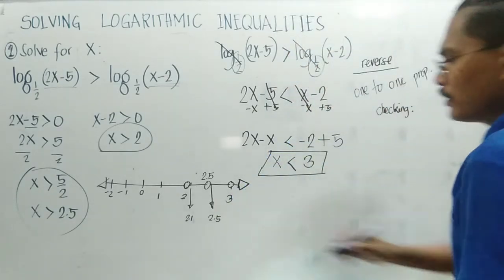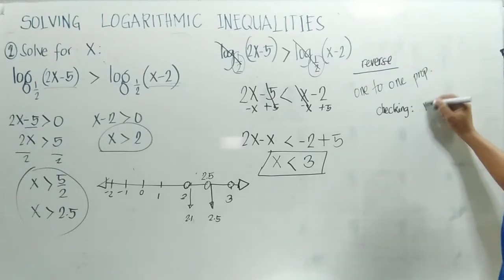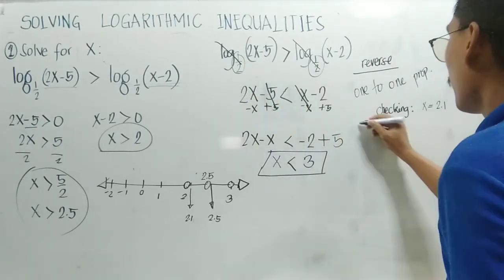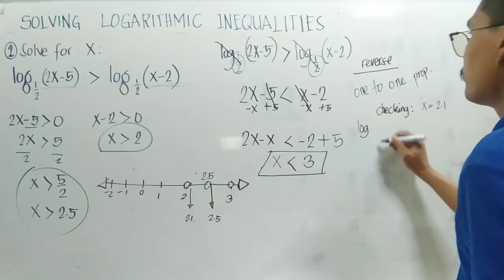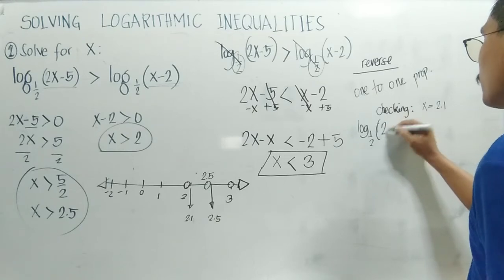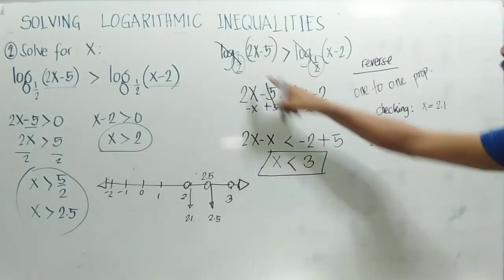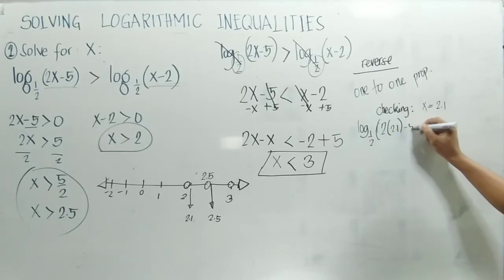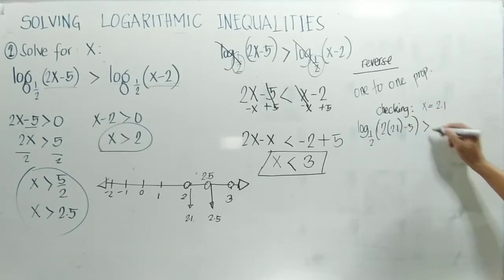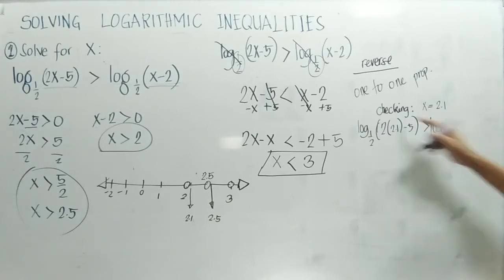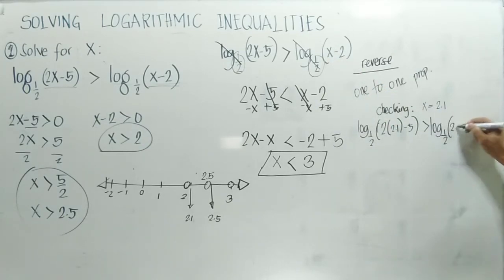So your first value is x equal to 2.1. So using your log, our base is 1/2. So we have 2, and here we have 2x minus 5. So 2 times 2.1 minus 5 is greater than log. Our base is 1/2 again. x is 2.1 minus 2.